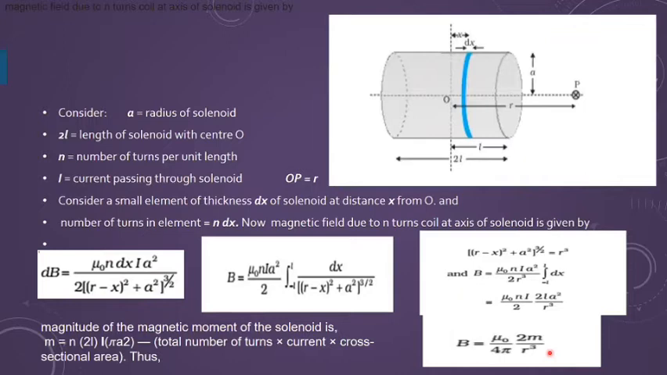So even if I go directly with the solenoid, I am getting the same result which I would get if I consider the bar magnet. So that is why we can say that the solenoid behaves like a bar magnet. The magnetic field produced by the solenoid comes out to be the same as that of a bar magnet. So you can keep this in your mind.